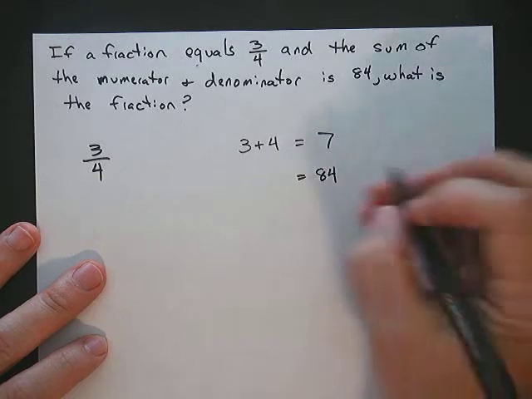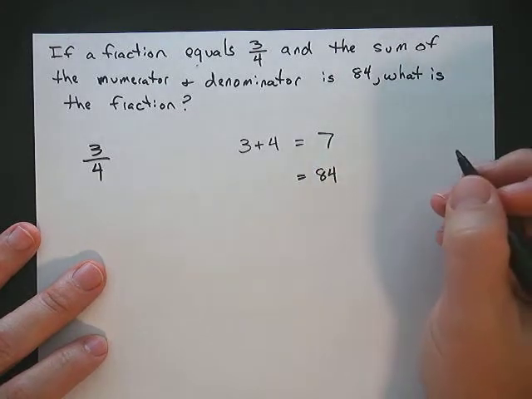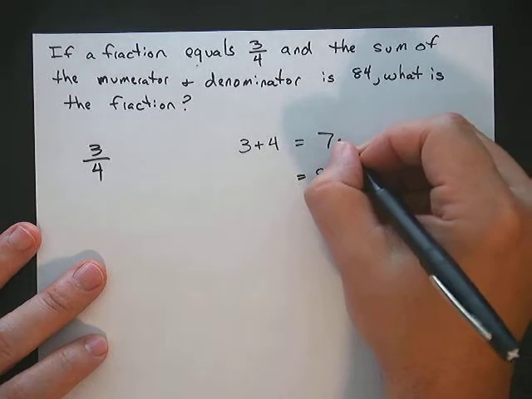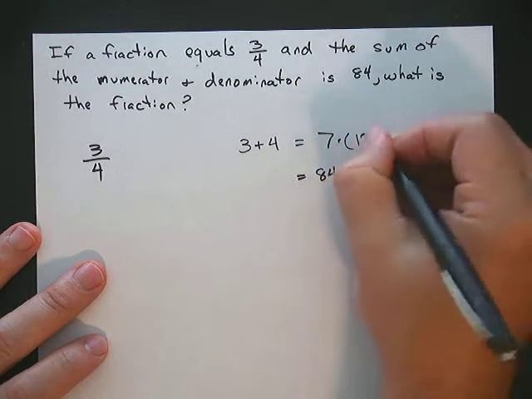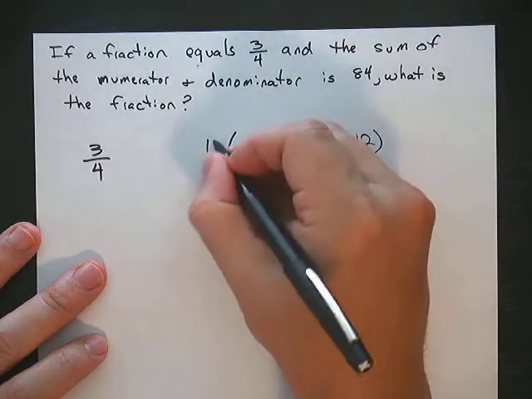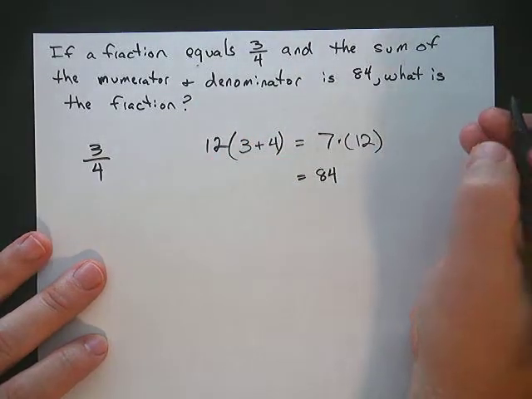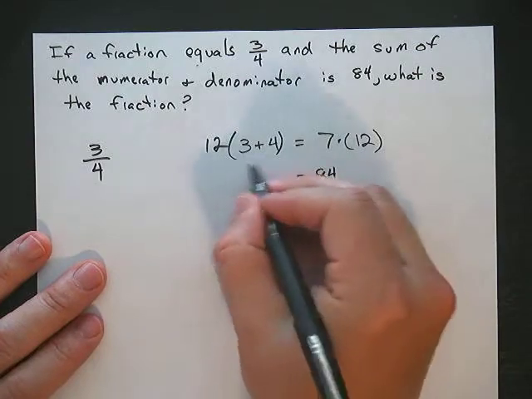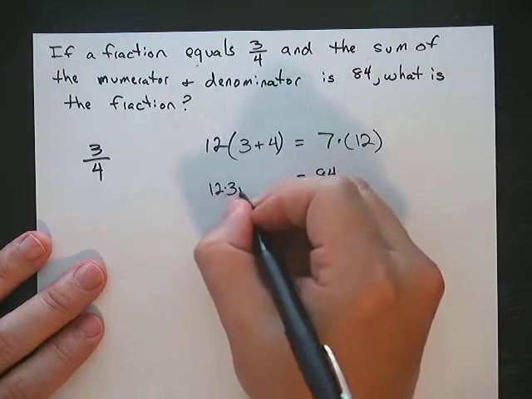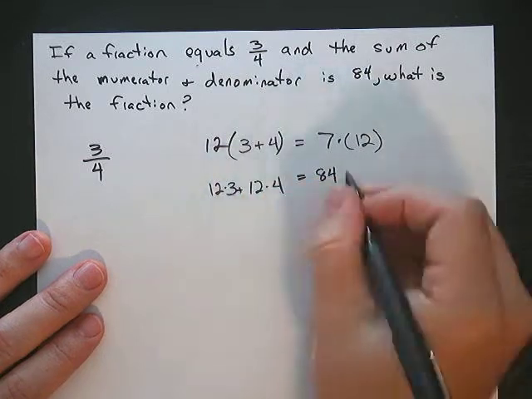Well, how many times does 7 go into 84? Use your calculator if you need to. It goes in there 12 times. So if I multiply this side by 12, what do I have to do to the other side of the equation? Yeah, I have to multiply it by 12. Okay, so I get 12 times 3 and 12 times 4 when I distribute this. So 12 times 3 plus 12 times 4 equals 84.